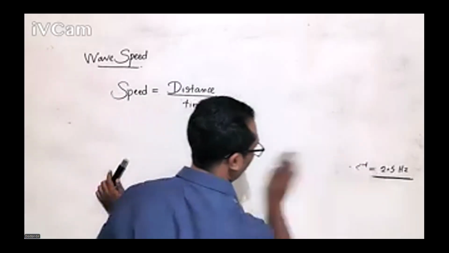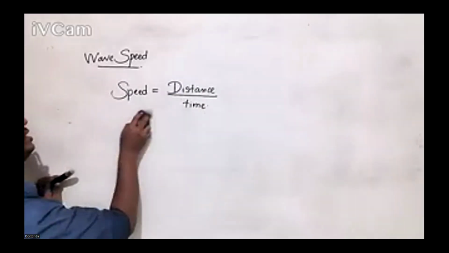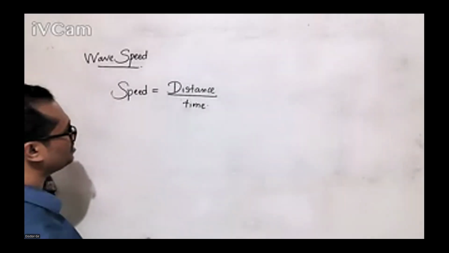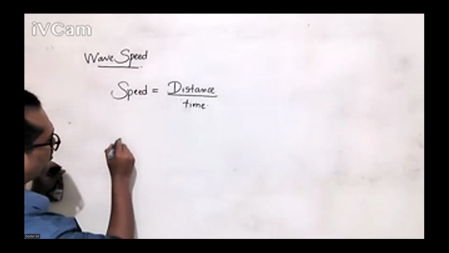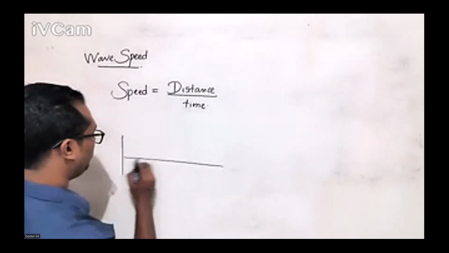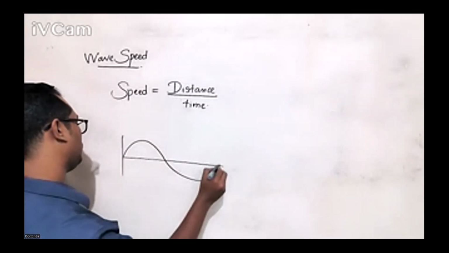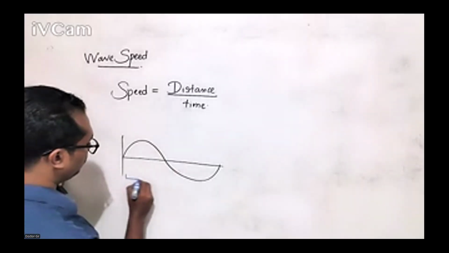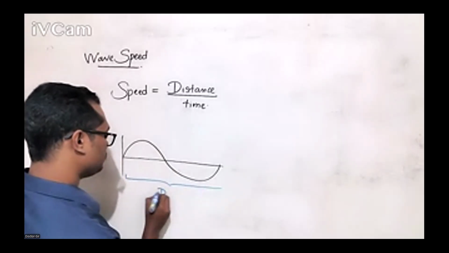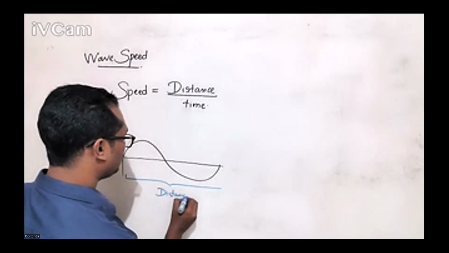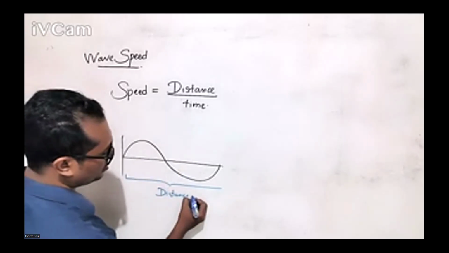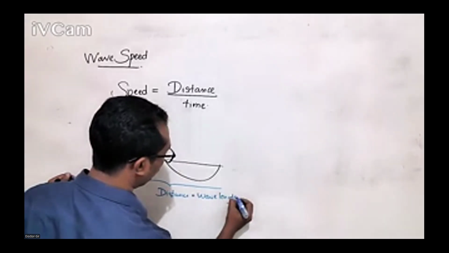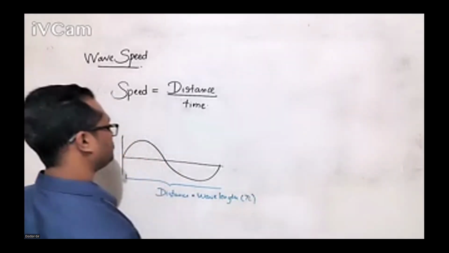Now what is the distance for a wave? I will consider the wavelength. Let's take a wave going like this. For this wave, the distance from here to here is one wave cycle, and this distance is equal to the wavelength, which I can represent by lambda.